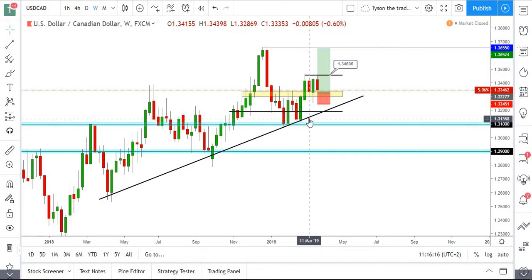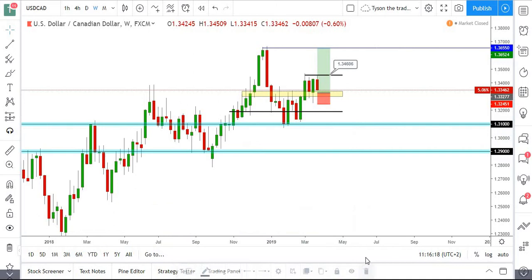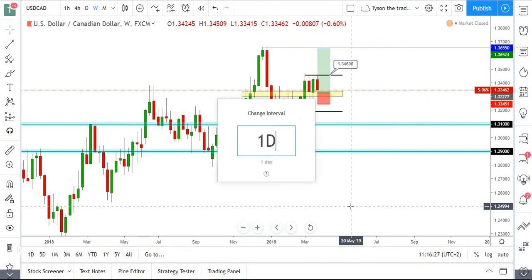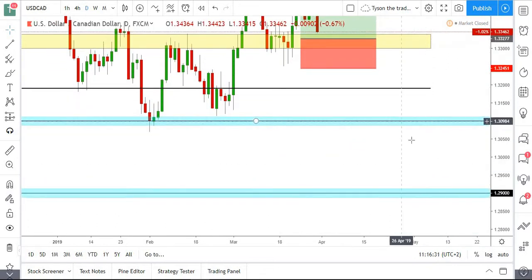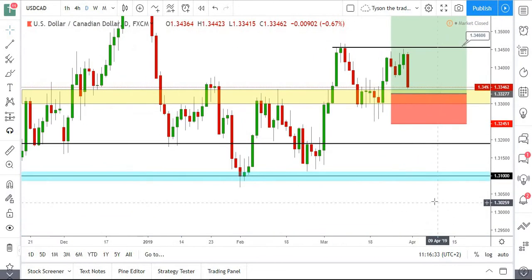So now we can drop down in time frame since we know our directional bias is bullish. After we know our trend, we pay attention to our support and resistance levels. So we're going down to the daily. Now things are making more sense over here.